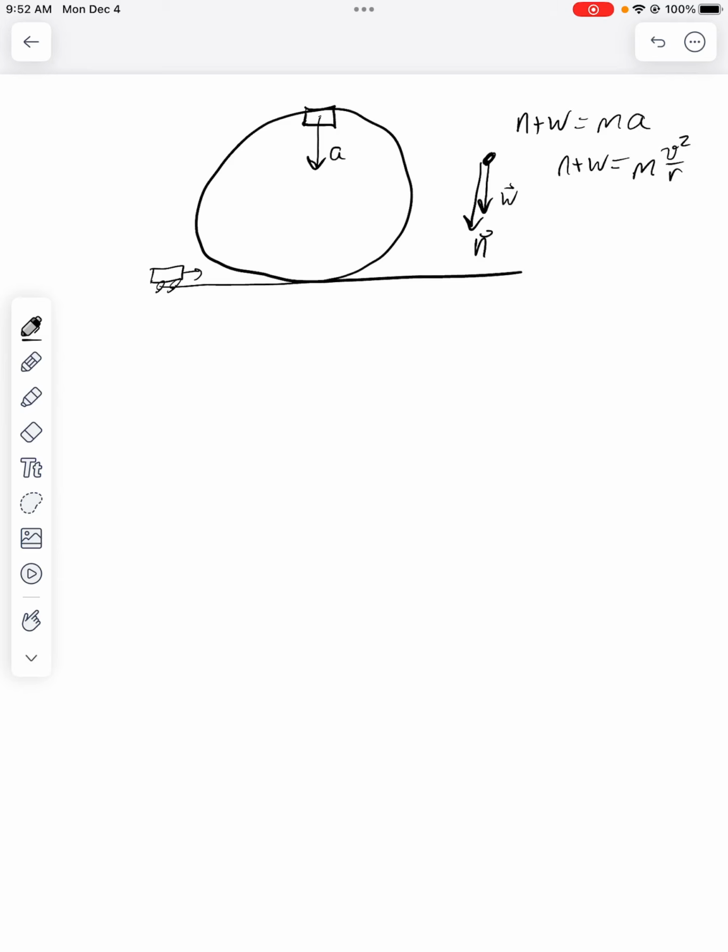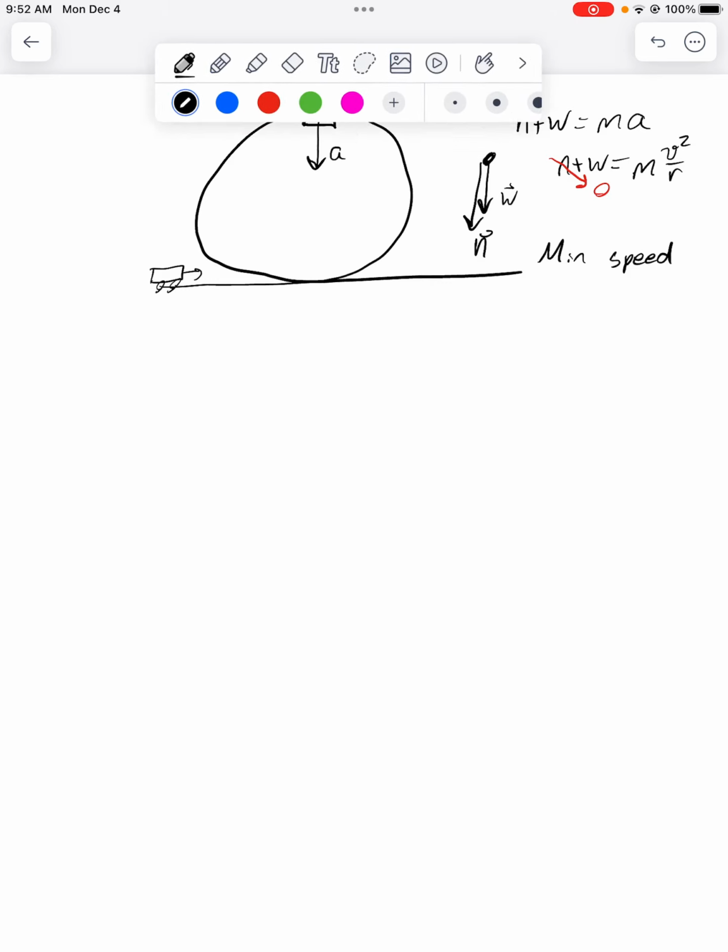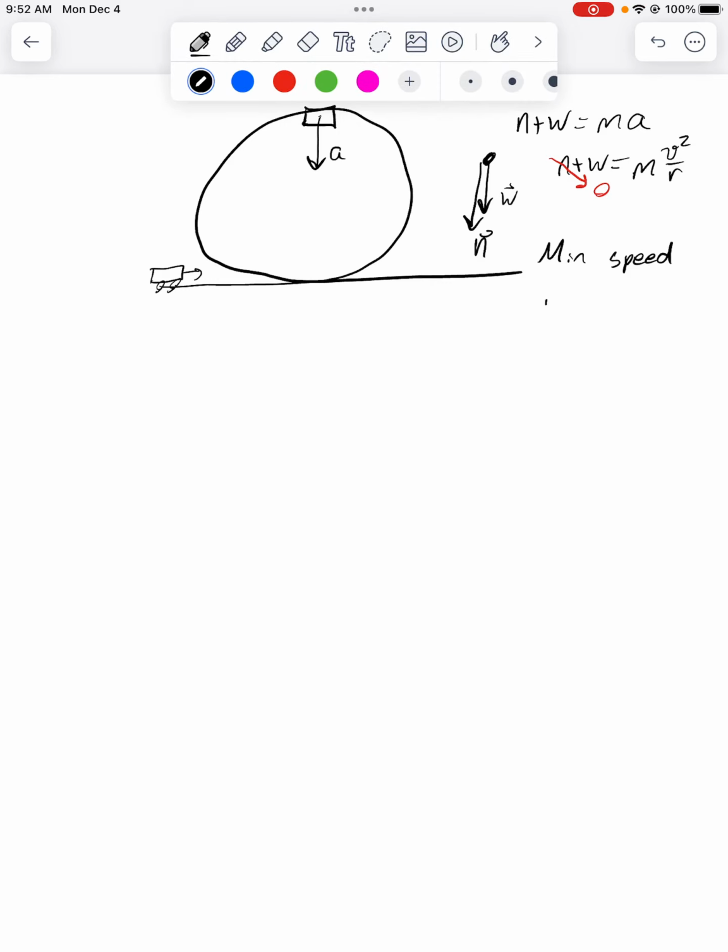Okay. Now, the minimum speed occurs when you're going slow enough that the normal force reaches its minimum value, which is 0. In which case, we had that the weight, mg, is equal to mv squared over r, and this is the min speed at the top, and we got that that was equal to square root of gr. Okay. And of course, r is the radius of the circle.